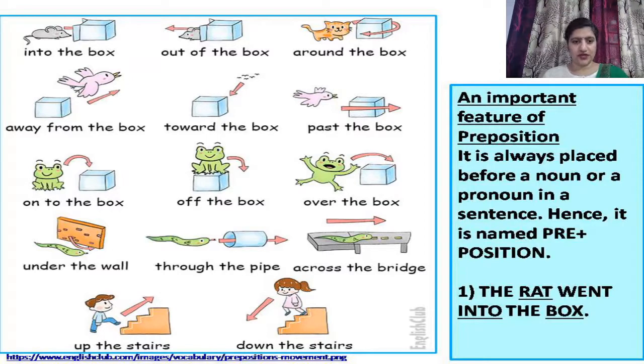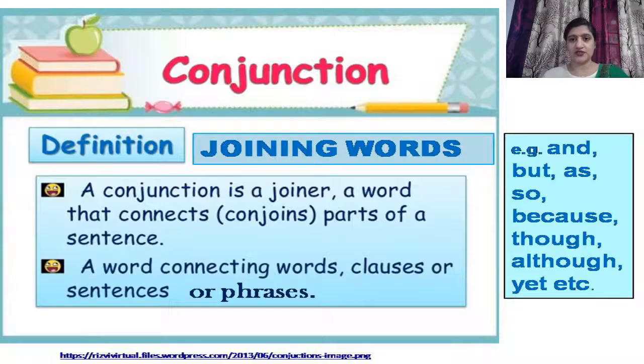And when you look down at the bottommost examples, the small boy climbed up the stairs. A small girl went down the stairs, and the second last row, the snake slithered under the wall. The snake slithered through the pipe. So under, through, across, onto, off, over, past, toward, these are all examples of prepositions.